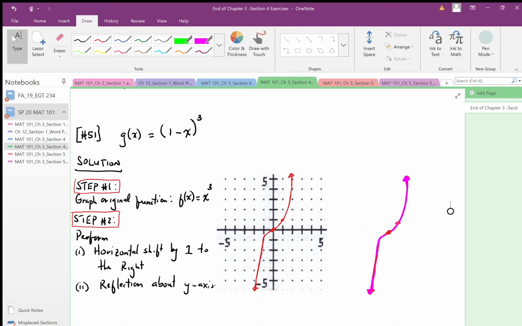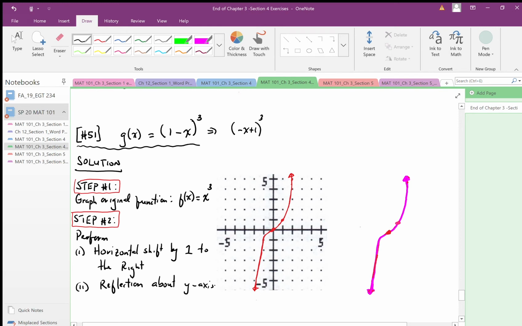Okay, class. This is the last segment of the end of the section exercise problems in section 4. Number 51 tells us that g of x equals (1 minus x) raised to the power 3. You could also write this as (negative x plus 1) raised to the power cubed.